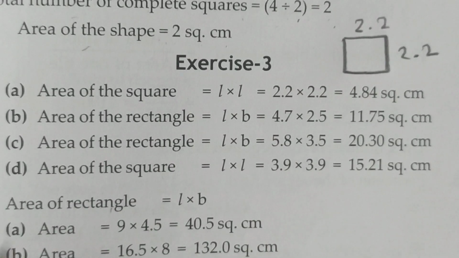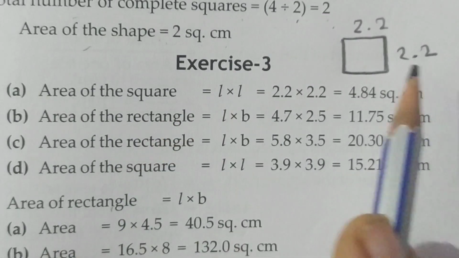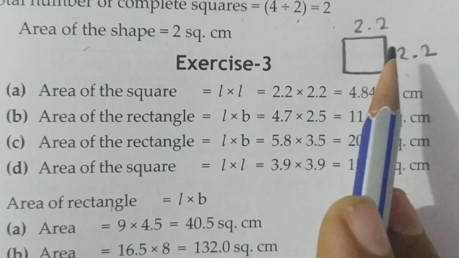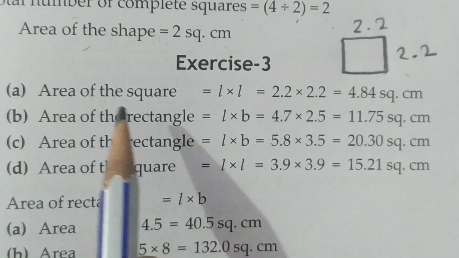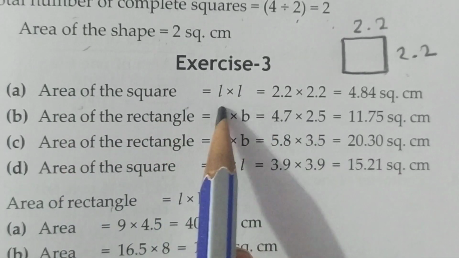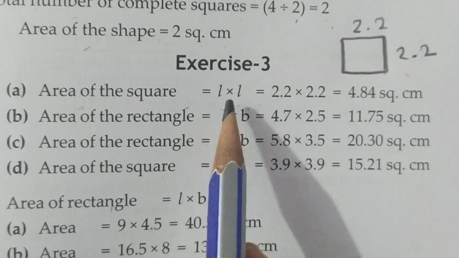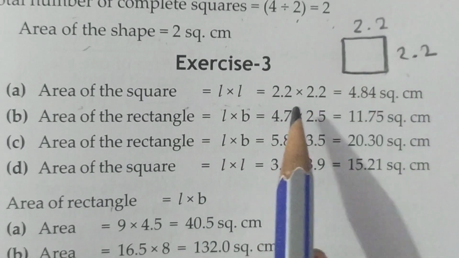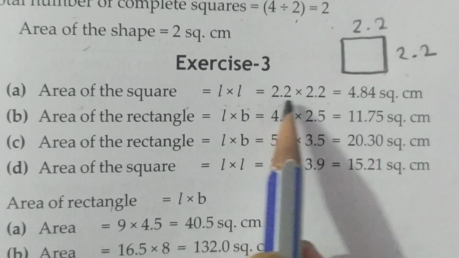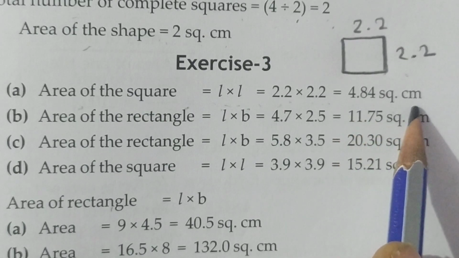Now students, question 1a, area of this square. In figure A, the length is 2.2 and the breadth is 2.2. Using this side, we will find out the area of the square. What is the formula to find the area of a square? Side into side. It means length into length, which is equal to, length is given to us 2.2 centimeter. So 2.2 multiply 2.2. Now students, 22 multiply 22 is equal to 4.84 square centimeter.